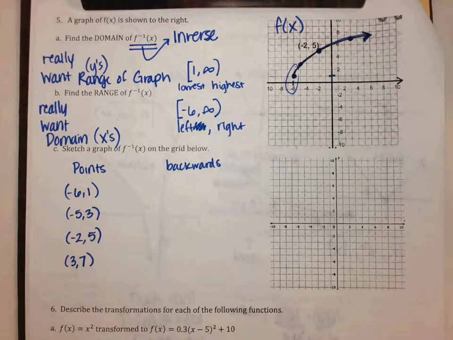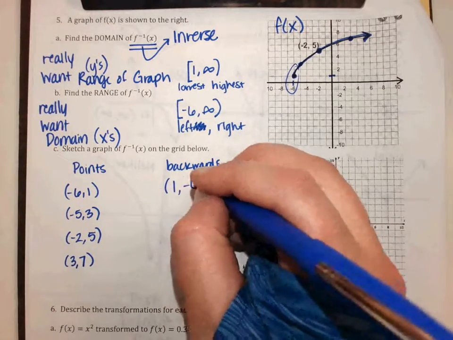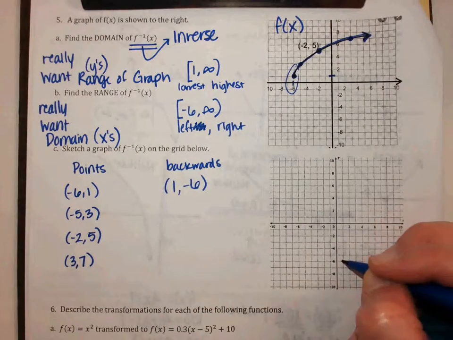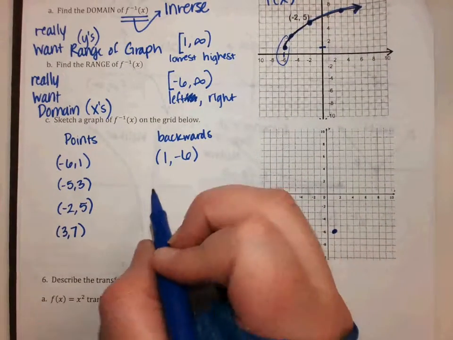Okay, then what do I do with the points? I just make them backwards for the inverse. So instead of -6, 1, what is it? 1, -6. Okay, 1, -6, boom. Next point. 3, -5.